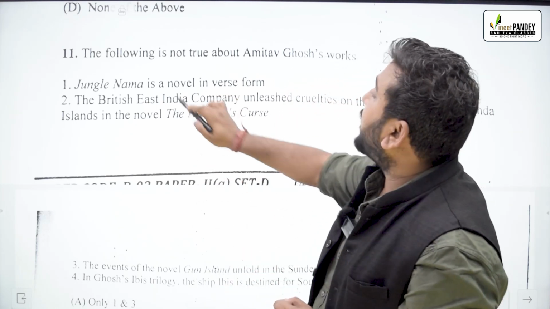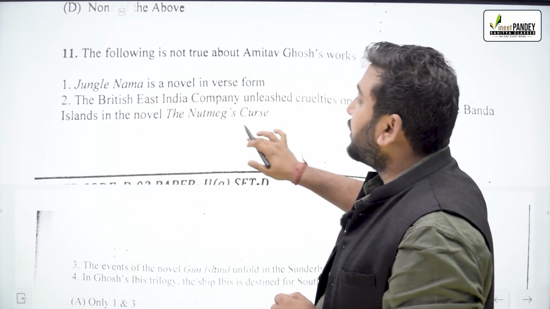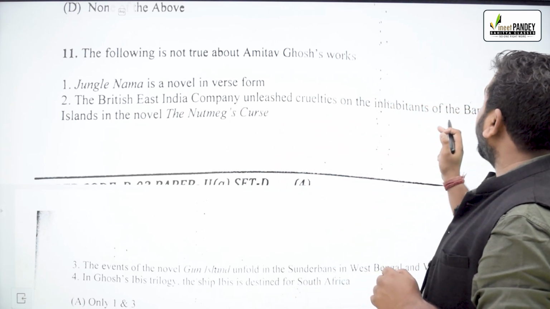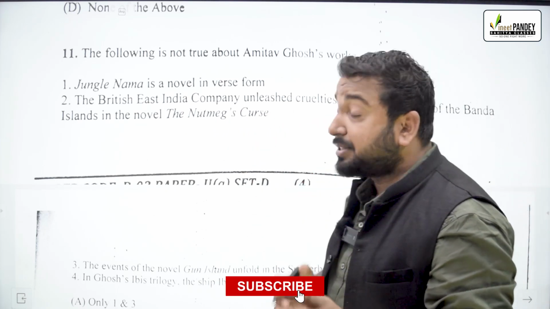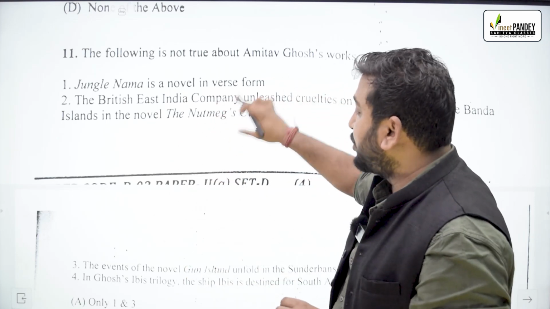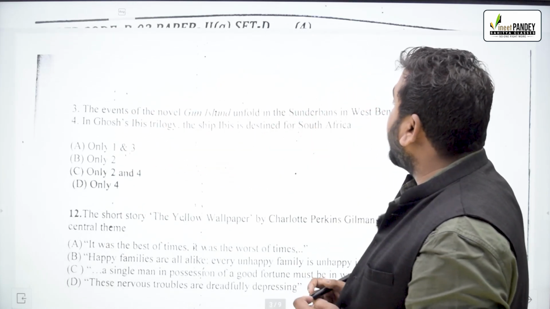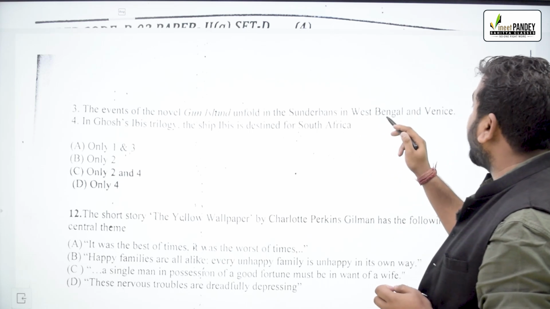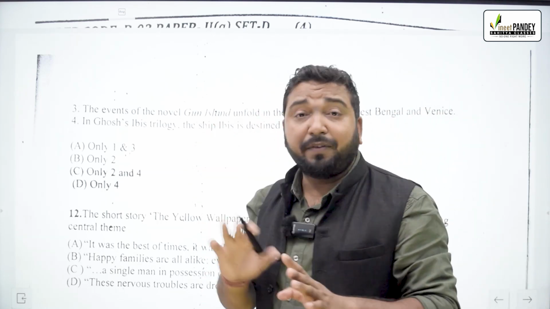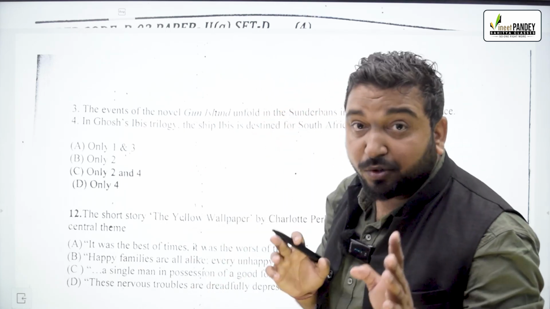The first thing, he says not true. Jungle Nama is a novel in verse. Yes. The British East India Company unleashed cruelties on the inhabitants of the Banda Island. Yes. 1621 का मैसेकर हुआ था. सही कहानी है. It means ये दोनों सही है. The events of the novel Gun Island are set in Sundarban, West Bengal and in Venice. This point I checked because I also never read Gun Island, though I will do it now. Yes, that fact is also correct.